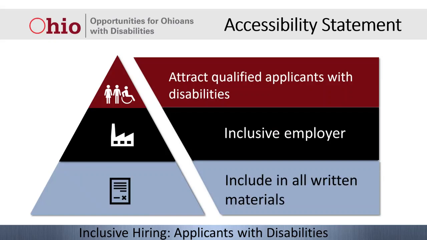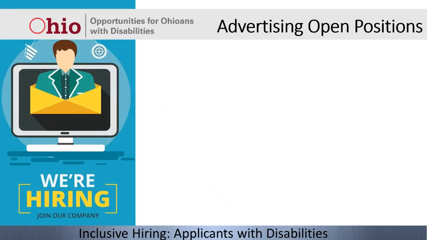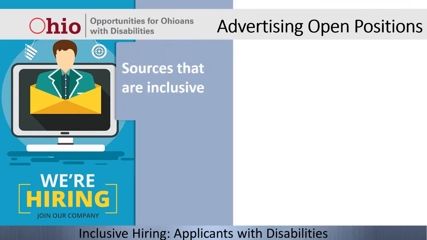That is for sure a great tip, and it sounds like that completes the best practices we have for job descriptions. What comes next in the hiring process? Once the job description is complete and there is a job opening, the next step is to advertise and recruit for the job. First, it's important to recruit from sources that include applicants with disabilities. OOD can be a great source for this.